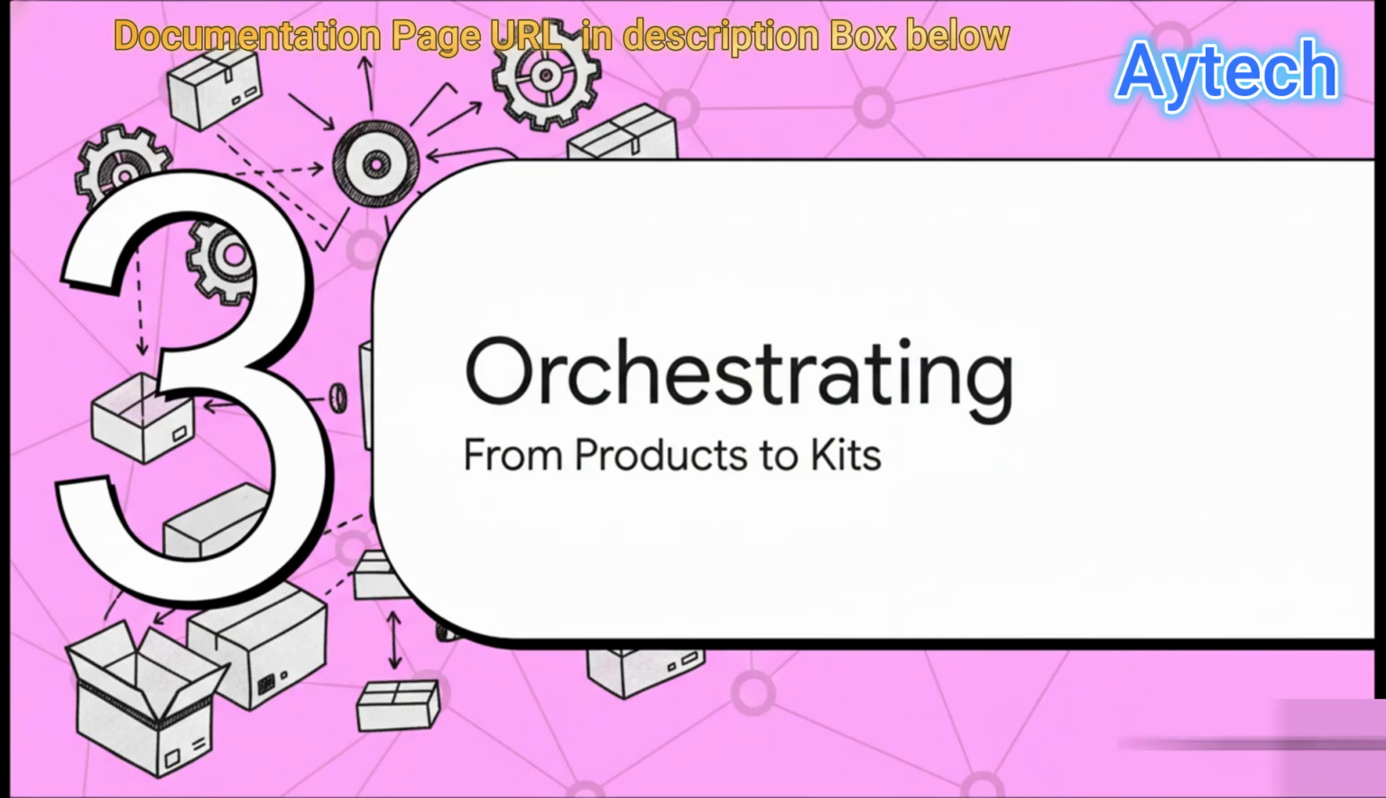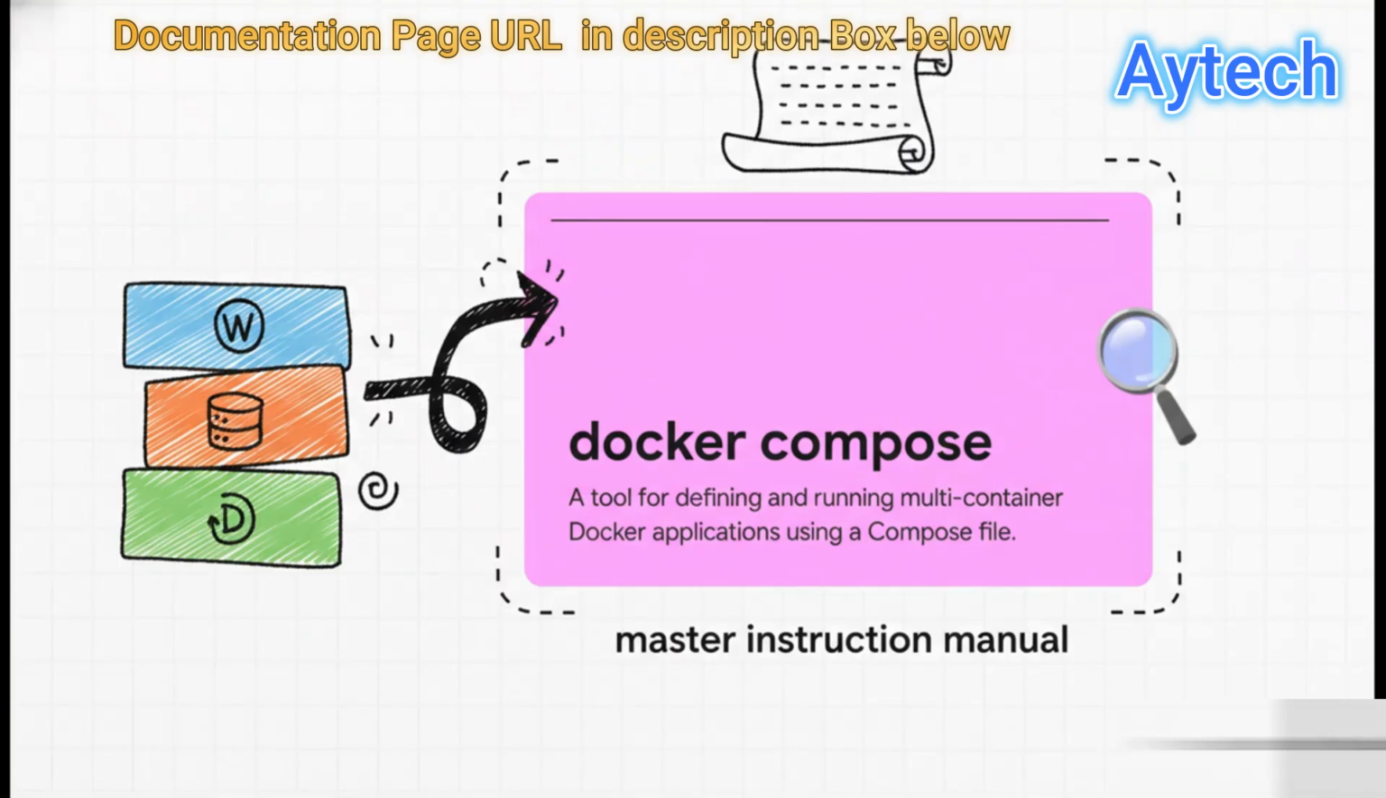But what happens when our application is more complex? You know, like a full assembly kit with a bunch of different parts that all have to work together. Well, that's where Docker Compose comes in. It's a special command for managing applications that have multiple containers. We're talking a web server, a database, a caching layer, all working in concert. It's basically the master instruction manual for your entire application stack.